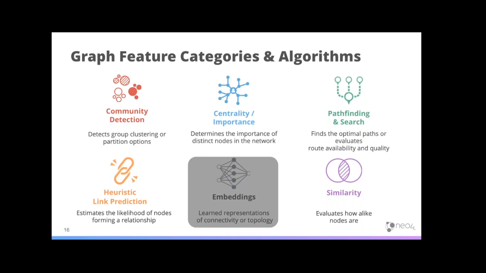The next one there is centrality or importance. This looks at individual nodes in the graph and tries to score their influence, their importance inside the network for each individual node. We run a lot of these algorithms. These are really interesting and fun ones to run just to see who might be kind of bridge nodes or who connects groups together. Pathfinding and search looks at the optimal paths or routes through the network.